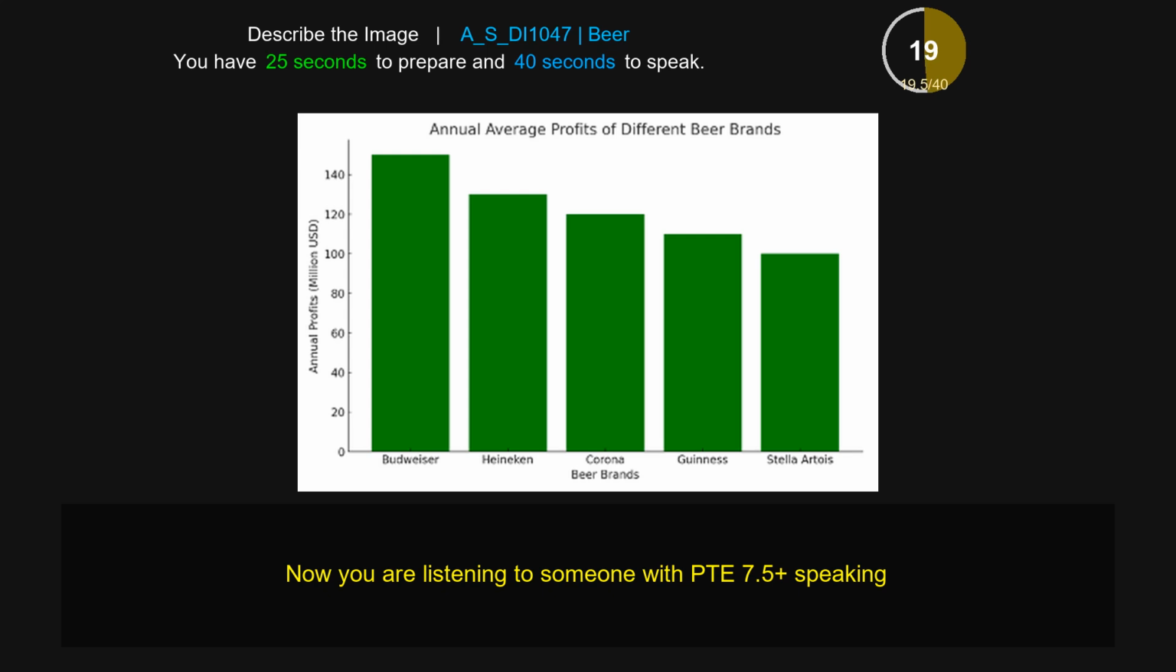If we talk about the lowest value, that is Heineken, which is indicated with the green color 40 million, and black color and white color and green color. In conclusion, this picture is very informative and knowledgeable.